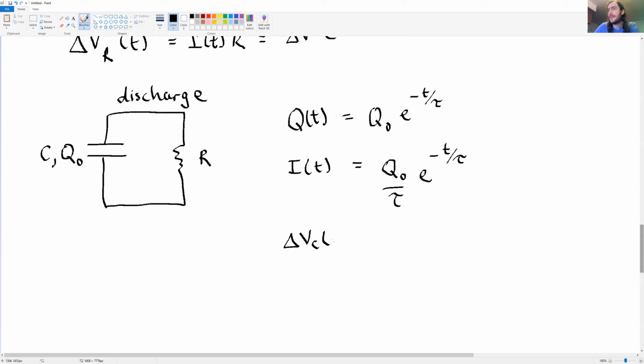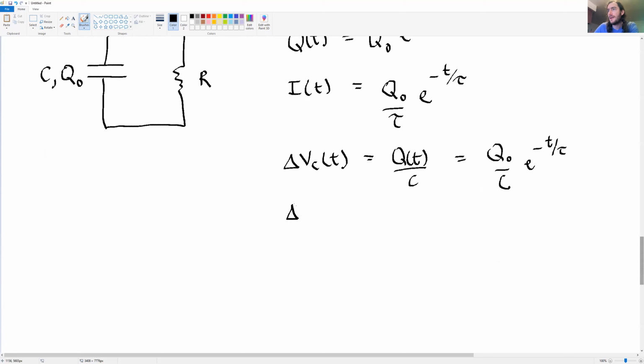Delta V C of t, this of course is given by Q of t divided by C again, and so it's exactly the same kind of thing as before, so Q0 over C e to the minus t over tau. Notice everything in this case when we have a discharging capacitor and a single resistor here, with no voltage source, everything decreases over time, right? Because this capacitor stores up some energy and then it supplies that energy to the resistor. And that's the end of the story, right? Eventually all of the energy is gone.